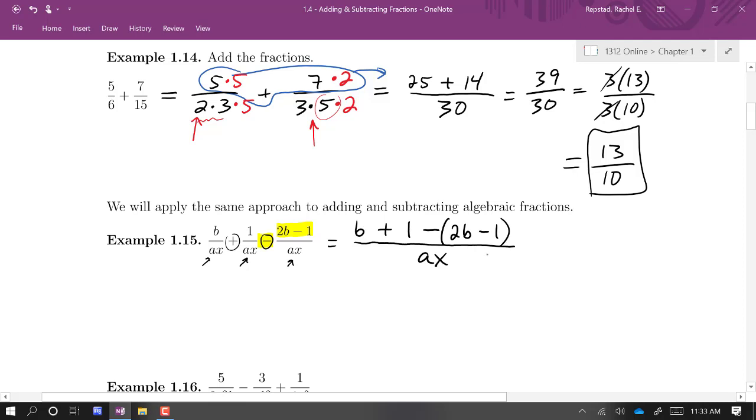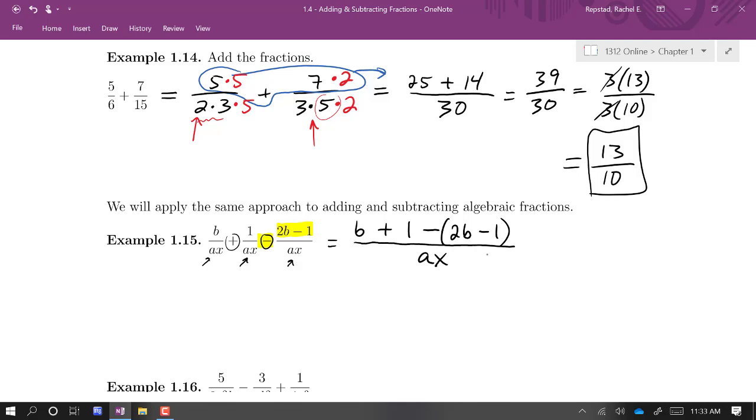I will say about 1,000,000 times over the course of this semester or this term, be careful with your signs. Sign errors are some of the most common types of errors to make. You might see me make one once or twice, and usually I'll catch myself and correct it, but they're easy to make. So now what I need to do is simplify the numerator.